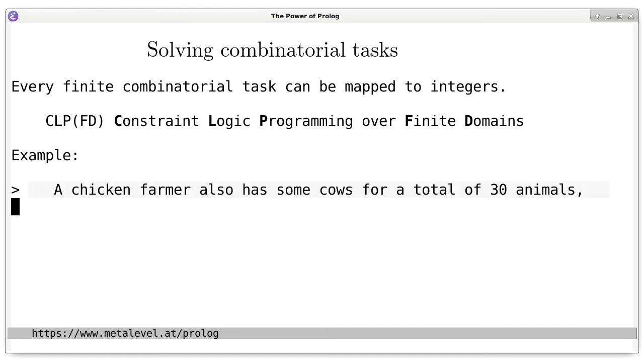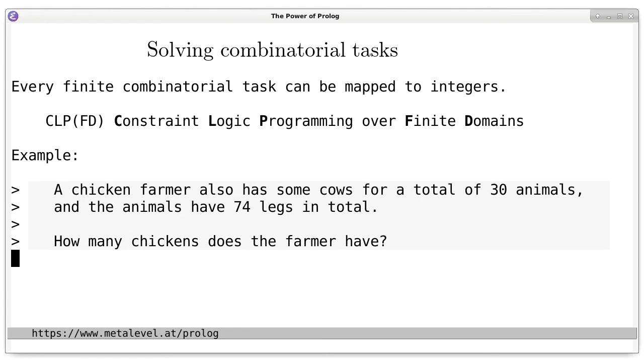For example, a chicken farmer also has some cows, for a total of 30 animals, and the animals have 74 legs in total. How many chickens does the farmer have? This is a task that you can already solve with the predicates we have seen so far. And for this task we assume that a cow has 4 legs and a chicken has 2 legs.